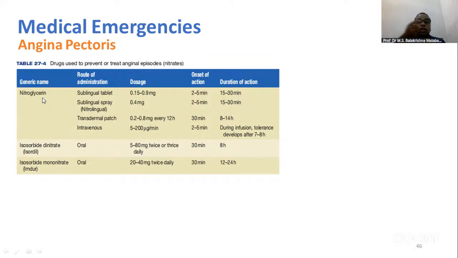Then orally you can give isosorbide dinitrate or isosorbide mononitrate. So these are very important. In this flow chart, for duration, you should know 8 hours, and 12 to 24 hours is for isosorbide mononitrate, right? I'm going a little quick because a lot of things are there, but I'm just focusing on the areas where you should not miss out. There is no point in reading everything in detail. For a competitive exam, you should know the areas where the questions can be targeted.